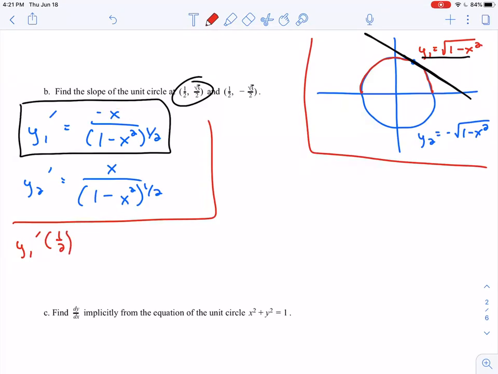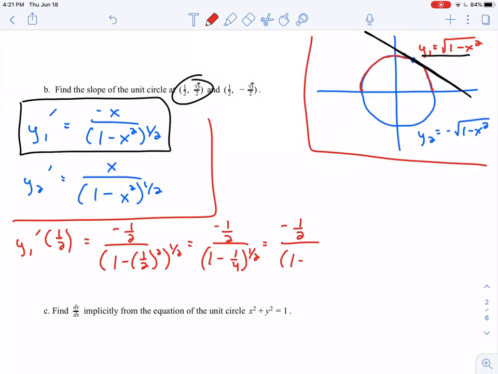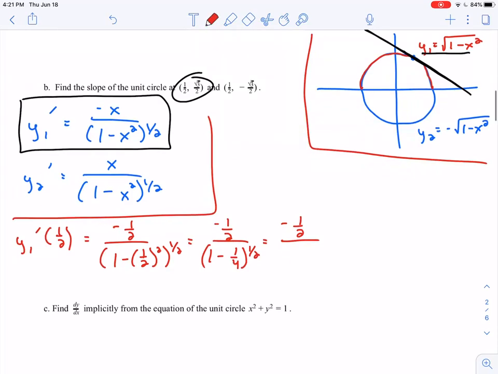So negative 1/2 divided by (1 minus (1/2) squared) to the 1/2 power. This is negative 1/2 over (1 minus 1/4) to the 1/2 power. Oops, we can simplify that. Let's go ahead and erase. That will be (3/4) to the 1/2 power.